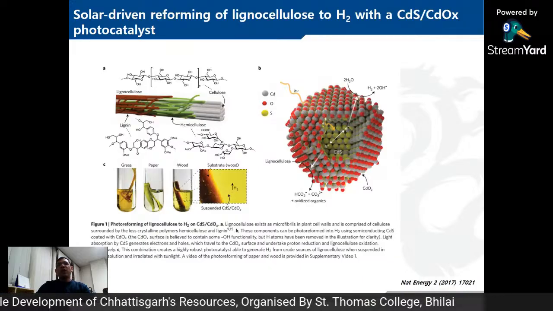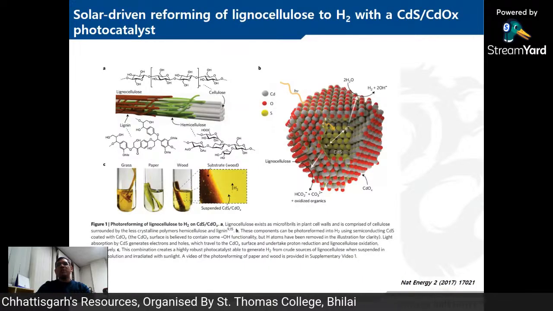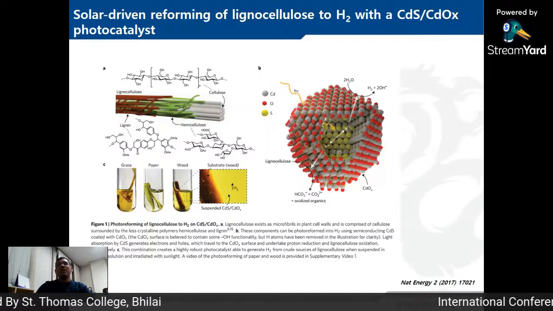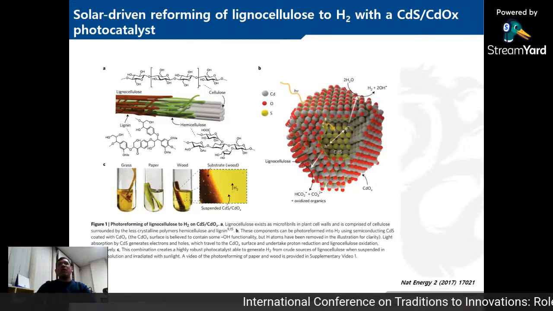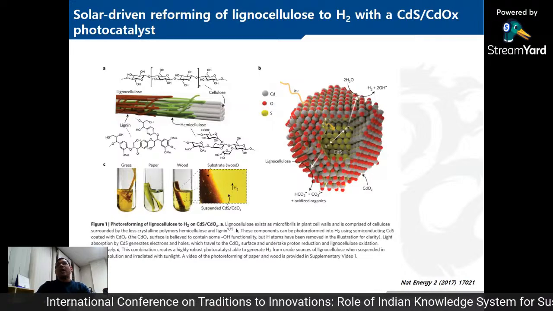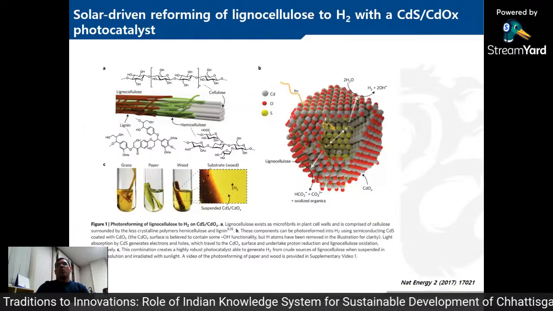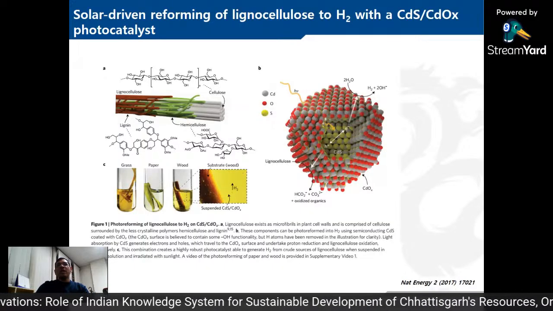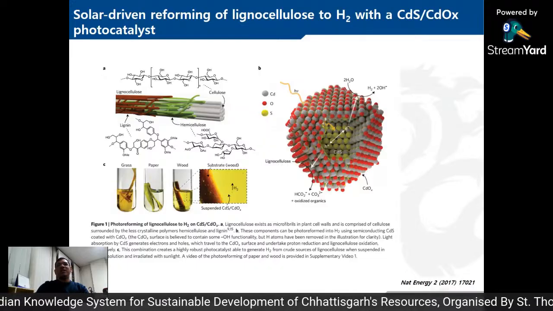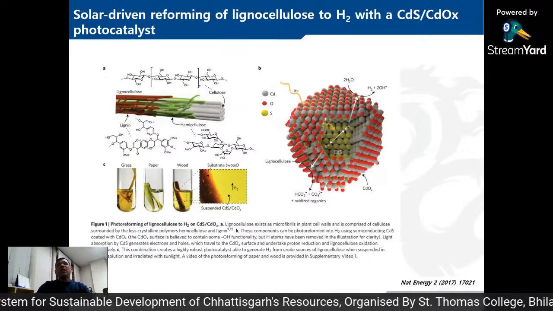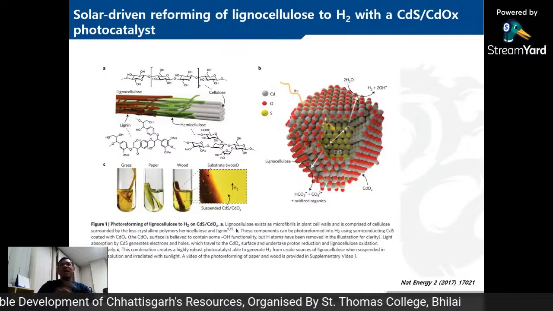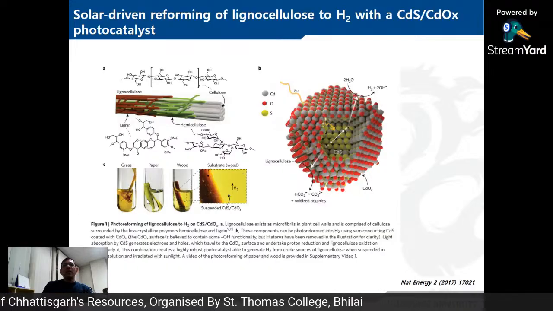I just wanted to share this research, two experiments, to show how the future is going. This is actually solar-driven photocatalytic hydrogen evolution using cadmium sulfide and cobalt oxyhydroxide photocatalyst, which has been coated on the surface of lignocellulose or wood. This is actually a wood, lignocellulose wood.